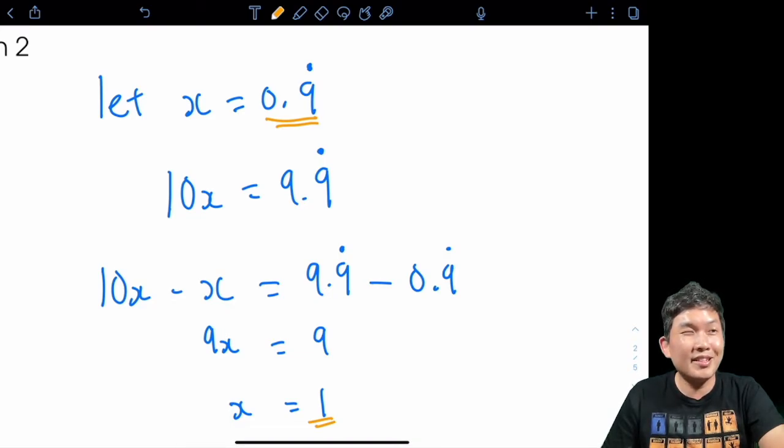Again, when I came across this in, I think, Sec 1 or Sec 2, I wasn't very good at algebra, so I thought maybe there was something hiding in these equations or these steps, and I didn't really believe it.